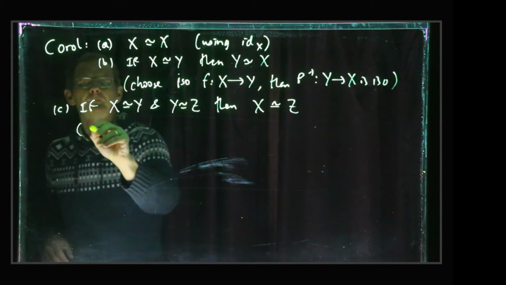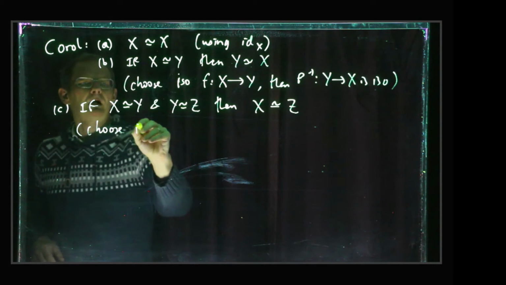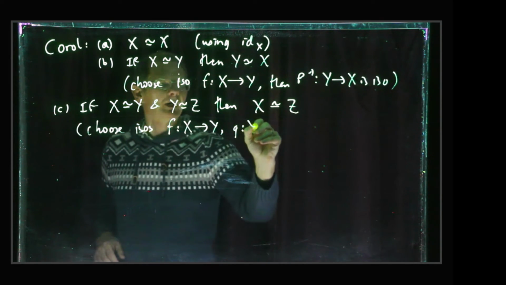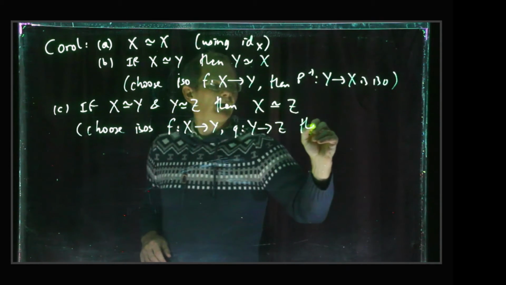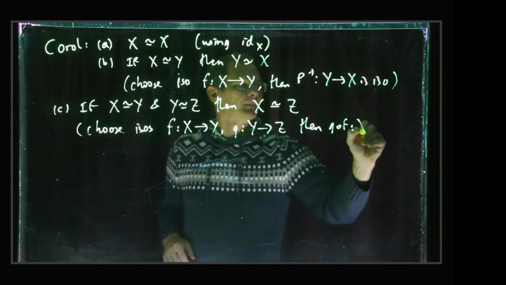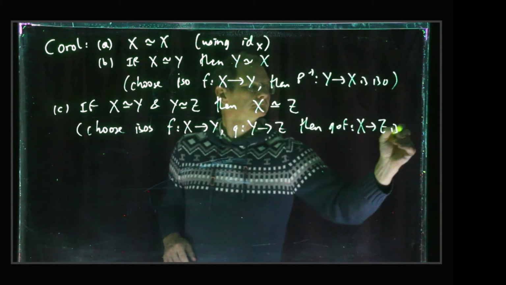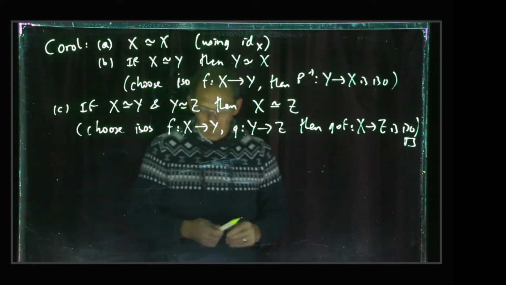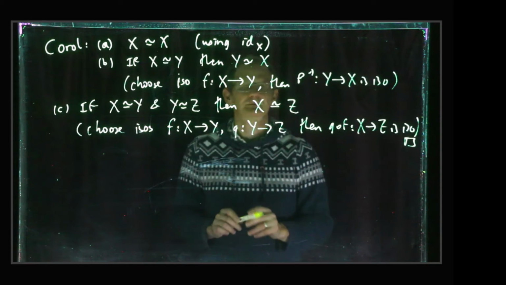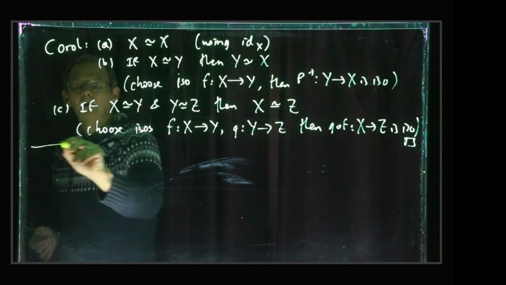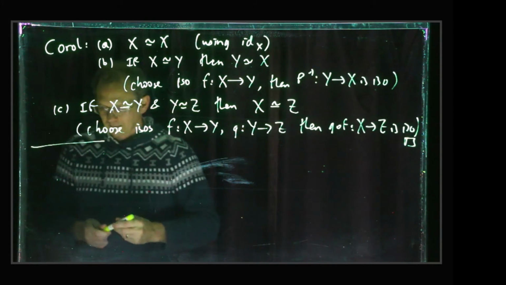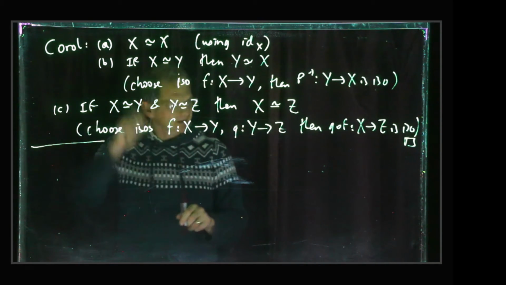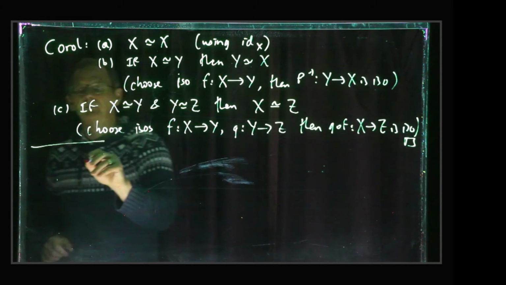To prove that, of course, we just choose isos f from X to Y, g from Y to Z, and g composed with f from X to Z is iso. So this proves that the relation of being isomorphic is an equivalence relation. And then one more basic fact that we need is the interaction between this and the notion of functors.